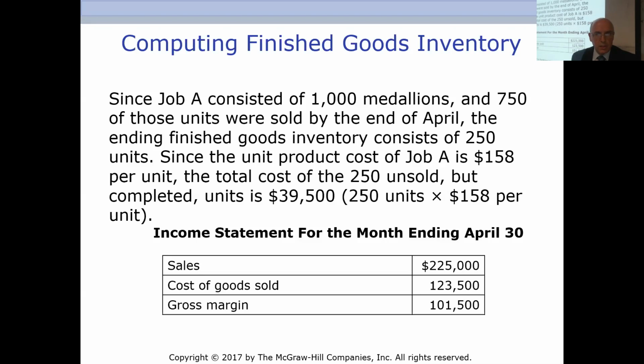Since the unit product cost of Job A is $158 per unit, the total cost of the 250 unsold but completed units is $39,500. That's the 250 that were unsold multiplied by the estimated unit cost of 158. So you have sales of 225,000 minus the cost of goods sold, 123,500, leaving you with a gross margin of 101,500.